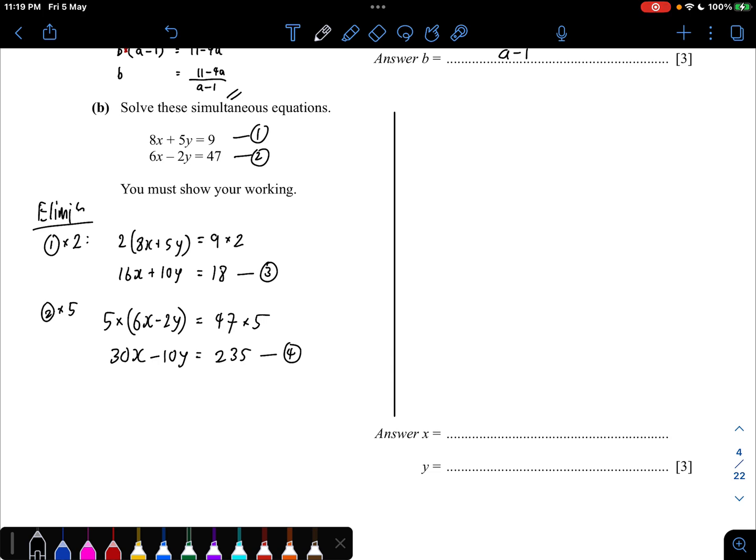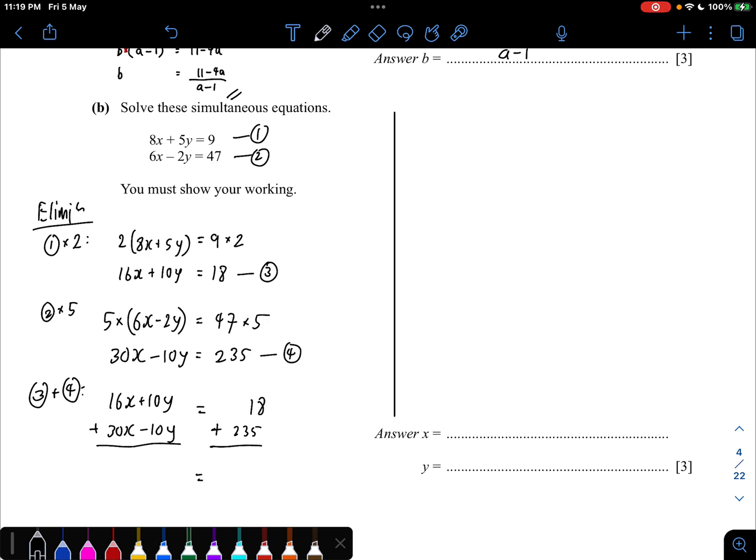Very good. Now that we have equation 3 and 4, you will notice that there's a plus 10y and minus 10y. What do you want to do now? Add them. 3 plus 4. So it's just going to be copying and copying. This one plus the other one, 16x plus 30x minus 10y plus 10y equals 18 plus 235. Draw a line, a fancy line. You don't have to draw the line. Almost looks like you're doing primary school addition, right? But please don't do that.